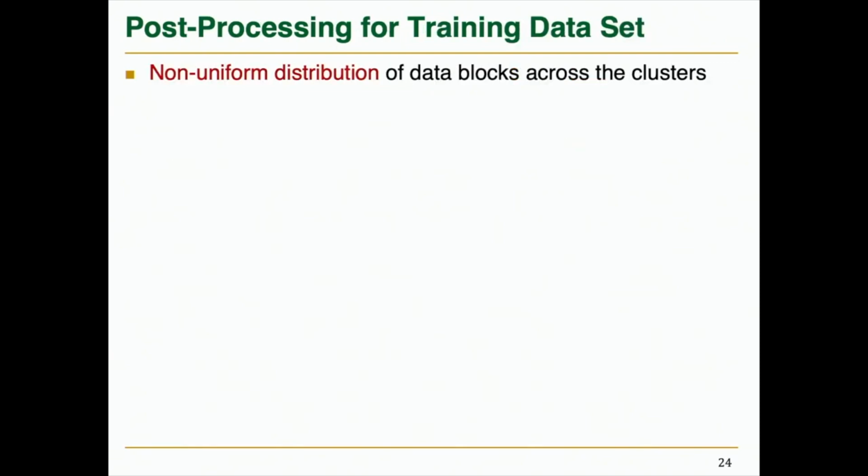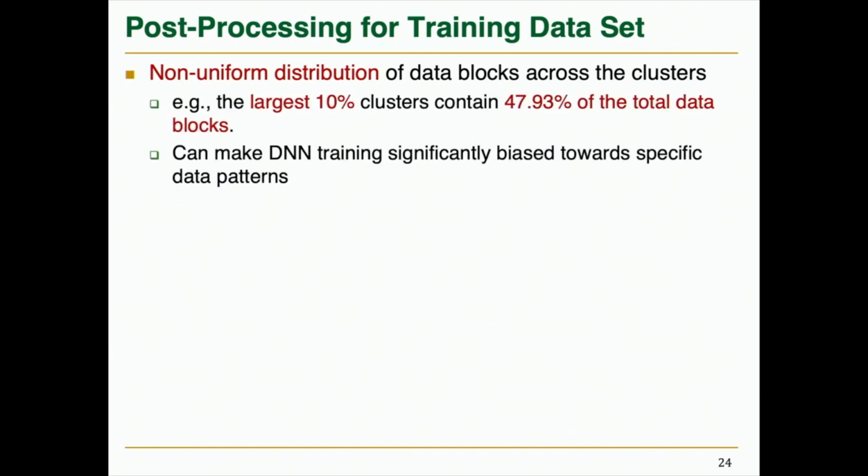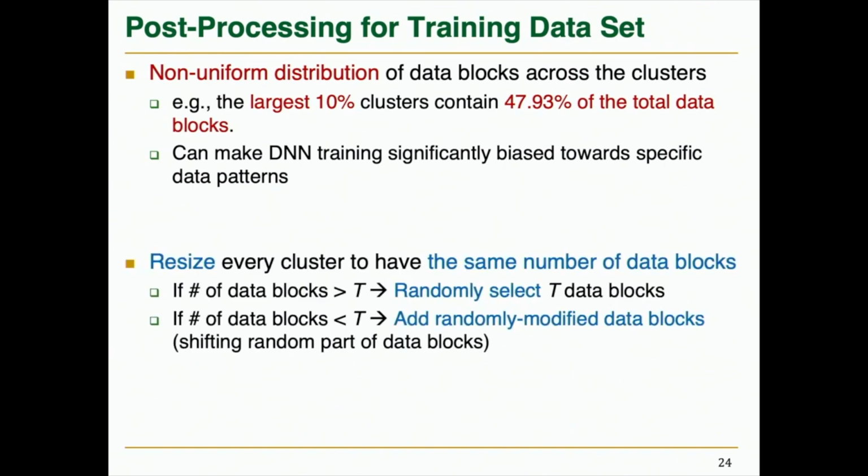The second problem we had is the non-uniform distribution of data blocks across the clusters. For example, after DK clustering in our dataset, the largest 10% clusters contain about 48% of total data blocks, which can make our DNN training significantly biased towards specific data patterns. To address this, we resize every cluster from DK clustering to have the same number of data blocks by either randomly selecting data blocks or adding randomly modified data blocks, depending on the number of blocks in the cluster.